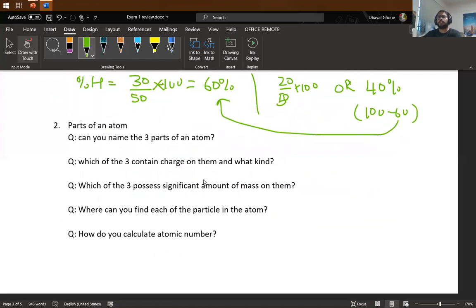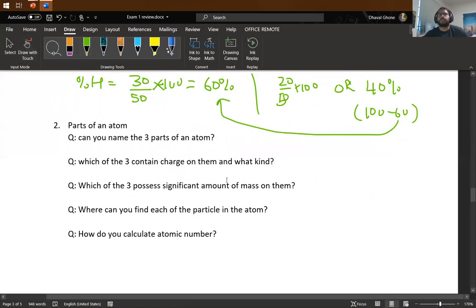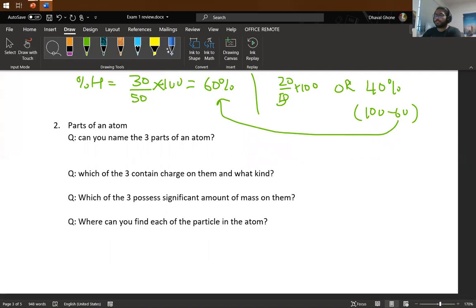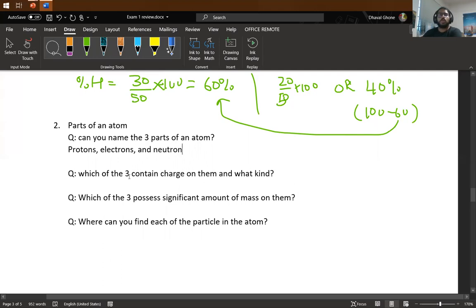Now the next questions are mostly typing because I want to type them out. Can you name 3 parts of an atom? You can pause the video anytime you want. I'm going to keep going with this one, but I recommend pausing the video after every question and answering on your own and then coming back to what I say. So the answer here is protons, electrons, and neutrons.